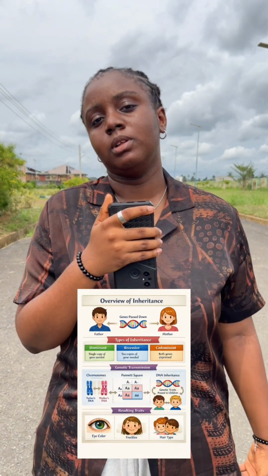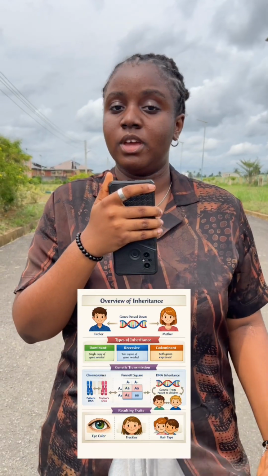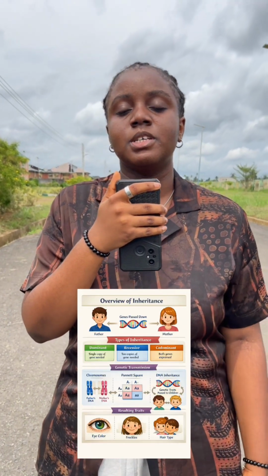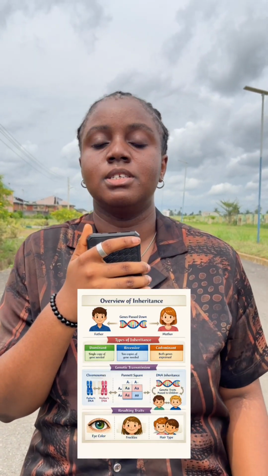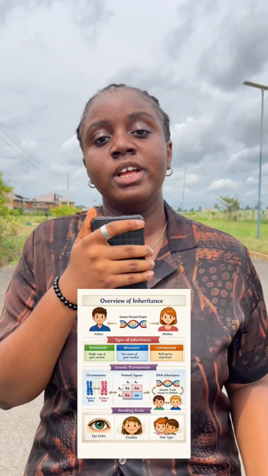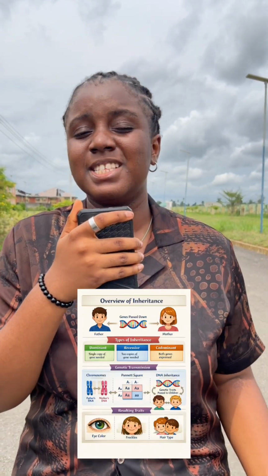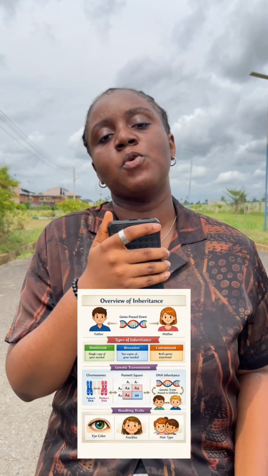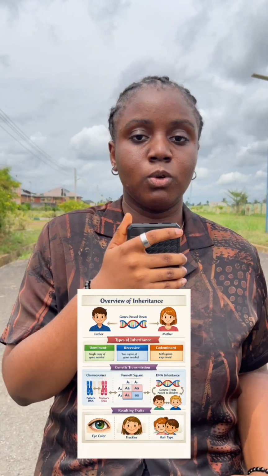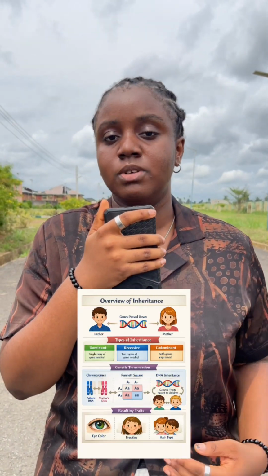Ever wondered why you look like your parents? Well, this is because of inheritance. Inheritance is the process where behavioral and physical characteristics are passed down from parents to offspring. This explains why genetics influences personality, intelligence, and temperament. We have two types of inheritance. We have autosomal dominant and autosomal recessive.